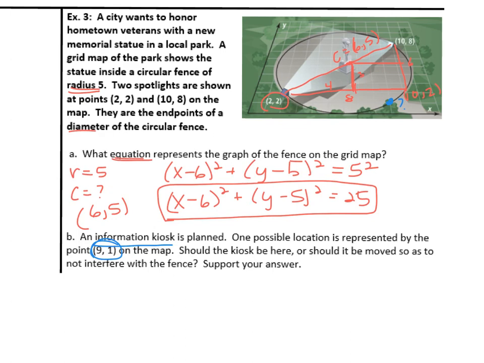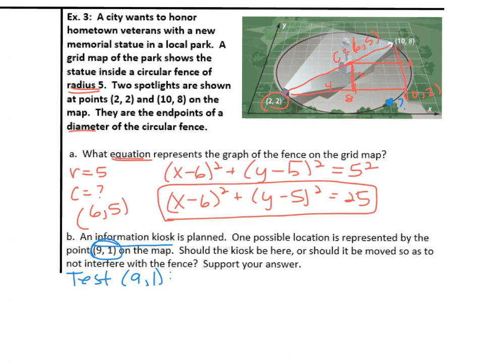So if they want to put an information kiosk there, we've got to make sure that it doesn't interfere with the boundary of the fence. To do that, we'll test (9, 1) in our equation. If our answer when we plug it in equals 25, then it's right on the circle. If our answer is bigger than 25, we'll be outside of the circle. And if it's less than 25, we would be somewhere inside the circle. And that seems to be the optimal place. So let's see what happens.